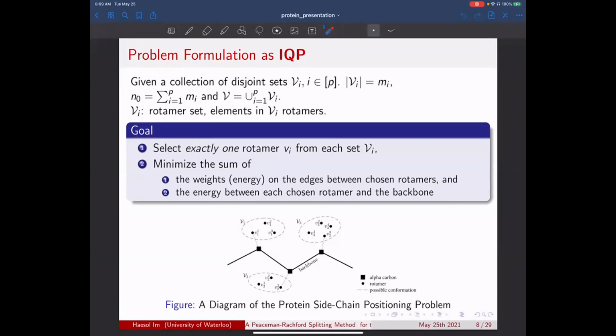The goal here is to select exactly one rotamer from each rotamer set, and we also want to minimize the sum of the weights on the edges between chosen rotamers. Again, what that means is when I pick this node and that node and that node, there is an energy value, which is the weight, coming from choosing those particular nodes. And also the energy between each chosen rotamer and the backbone, meaning when I pick this one, there is energy coming from the interaction between this node and the backbone.